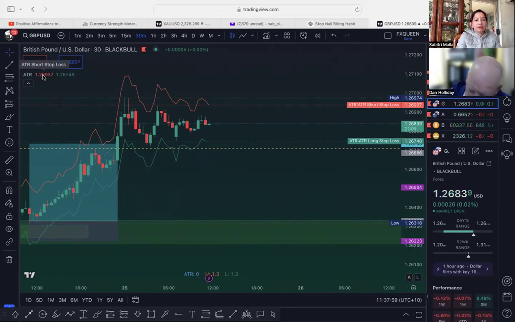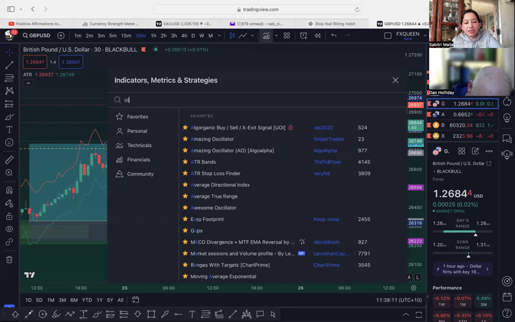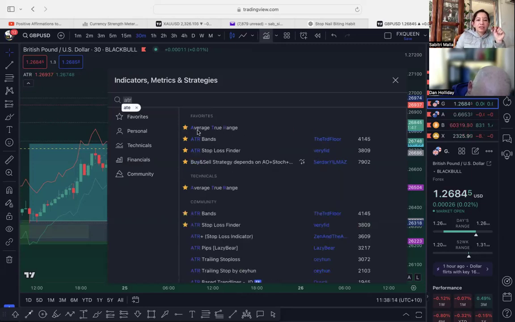What does ATR stand for? Do we know? It's average trading range. Yes. You can even search here. It's ATR, average true range. I would say trading range, but it's a true range within that time frame. Average trading range or true range. Stop loss finder, like ATR stop.